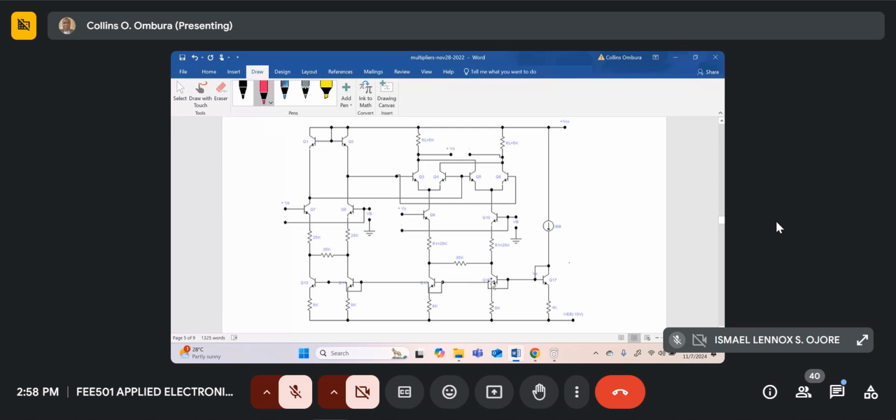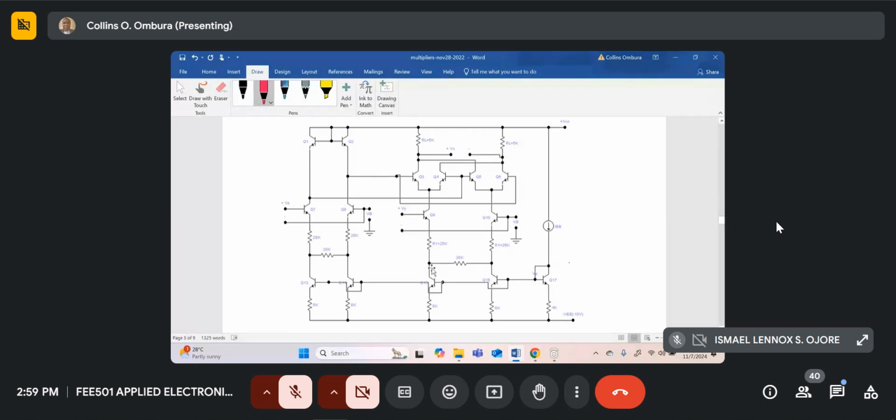I think this one is Q16. I think Q15. This one should be Q15. And this one Q16. So these are the constant current sources. The important thing, most companies tend to slightly vary their circuits from the other just to prevent being sued by the other for copyrights.